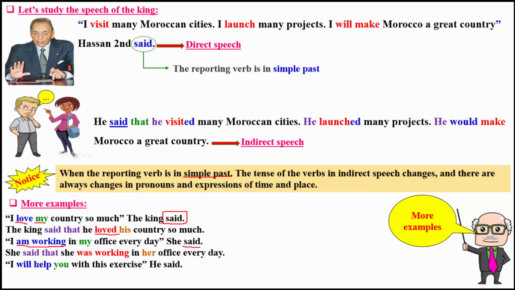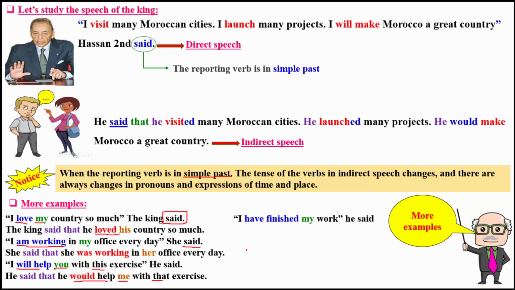He said, "I will help you." "I will help" is in simple future. So in indirect speech, he said that he would help me with that exercise. Look at the change here. "Will help" changed to "would help." And of course, "you" changed to "me." And then "this" changed to "that." So these are the major changes in reported speech.